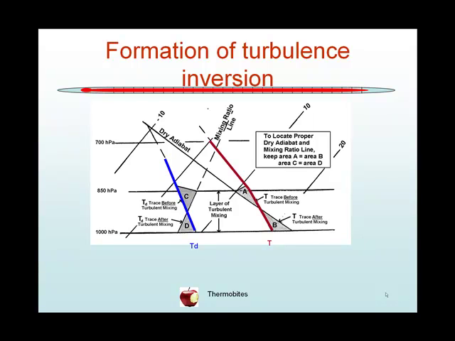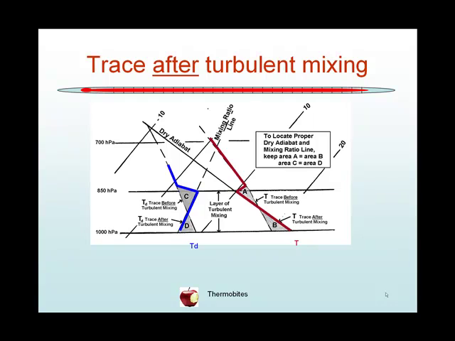This will produce a discontinuity at the top of the mixed layer, which becomes our turbulent inversion, shown in the schematic here. So the new temperature lapse rate is the dry adiabat, and then you've got the environmental lapse rate above that well-mixed layer, and therefore there must be an inversion to join the two up. Likewise, the dew point profile.